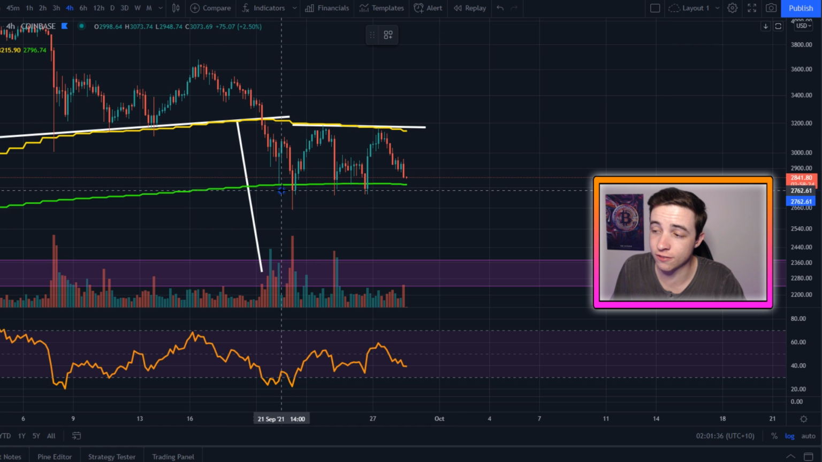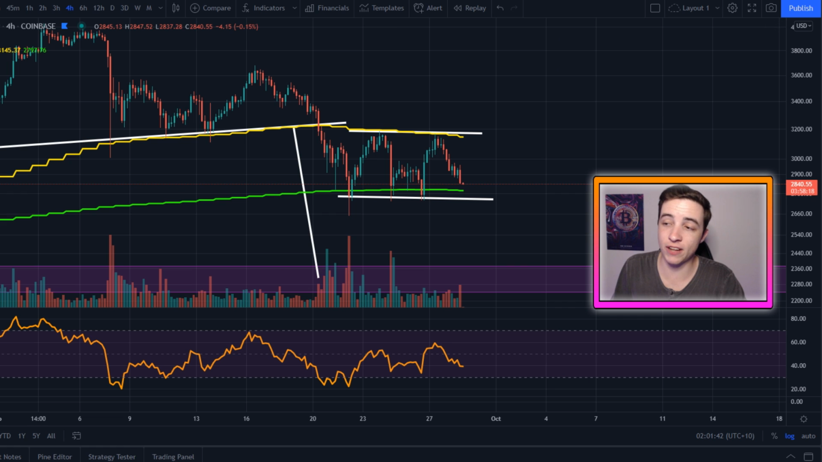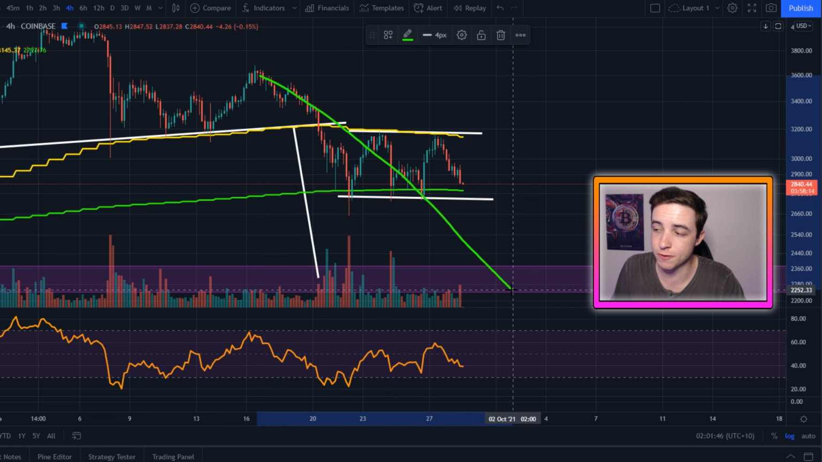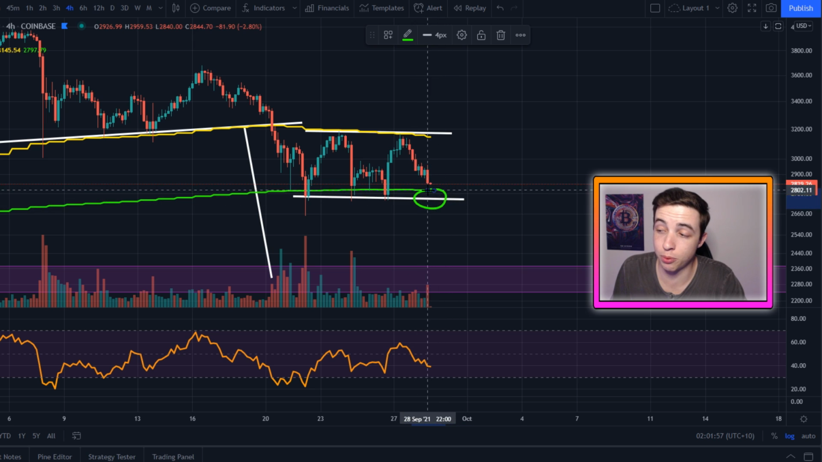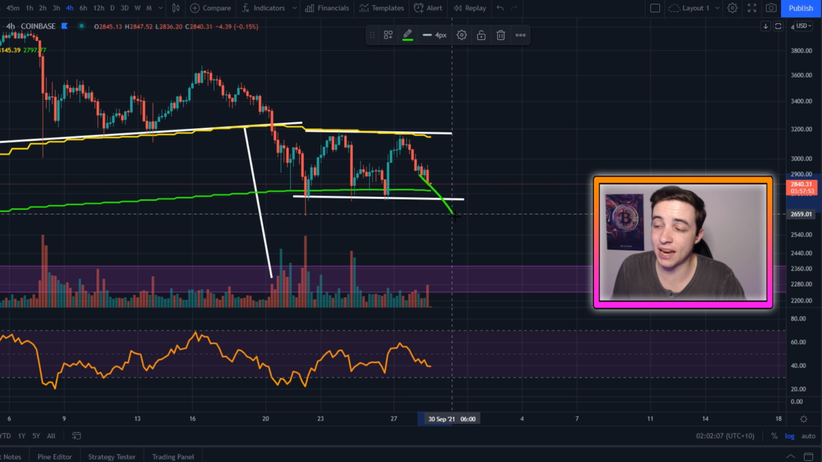Now, this is actually confirmed if we see a break to the downside, but right now it is forming. A bear flag is basically a consolidation range in the middle of a downwards movement. And so, of course, if we break the bear flag supports just here, which is coming in at around 2,750 approximately, then that's how you know that Ethereum is going to be heading a little bit lower.